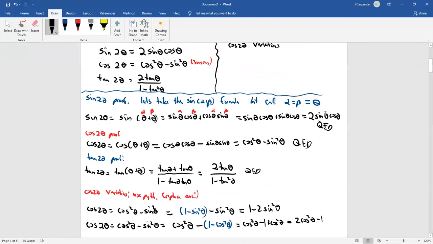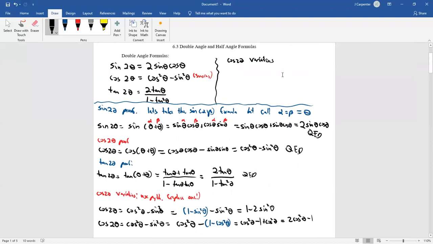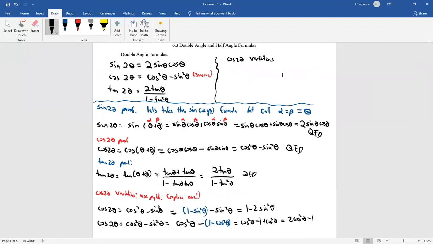So let me just kind of pull back. So our variations were that cosine of 2 theta. The first one is the 1 minus 2 sine squared. And the other one was the 2 cosine squared minus 1. So there's similarities between these. One of them has a sine squared, one of them has a cosine squared. One it's positive, one it's negative. There's a 1 in there. There's a 2 in there. There's a lot of similar pieces.